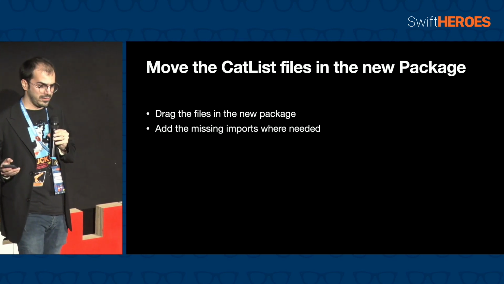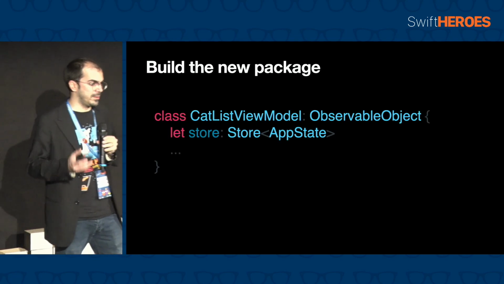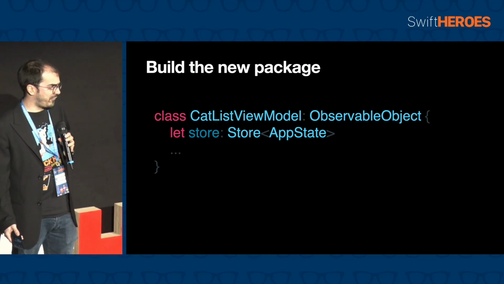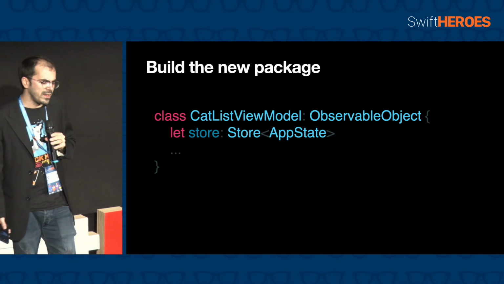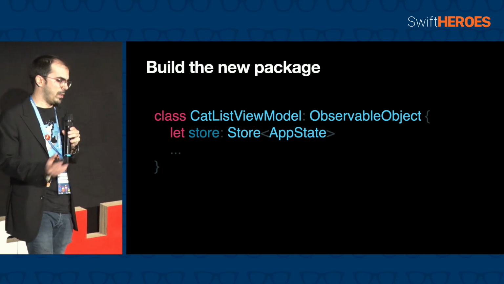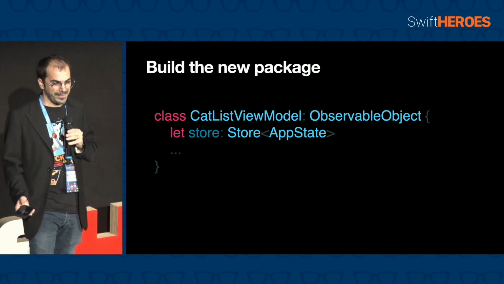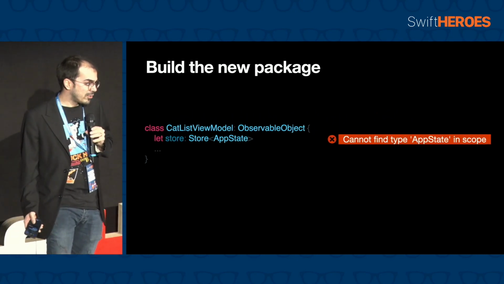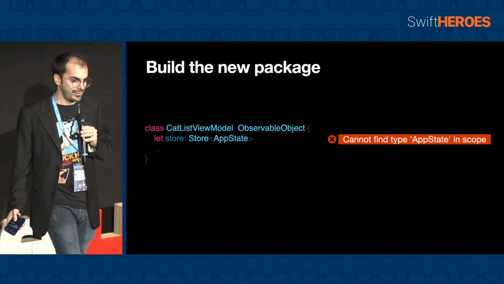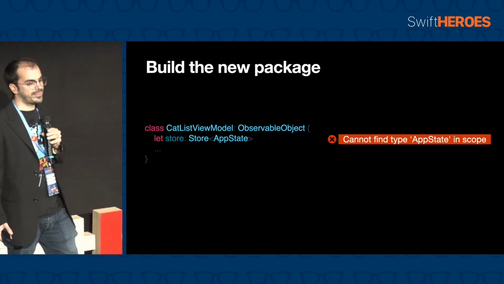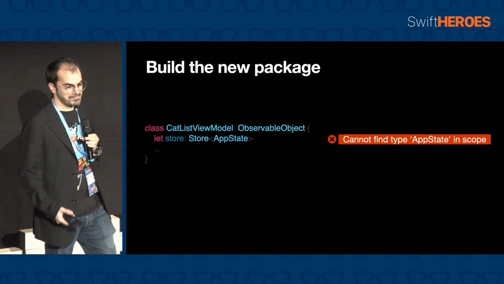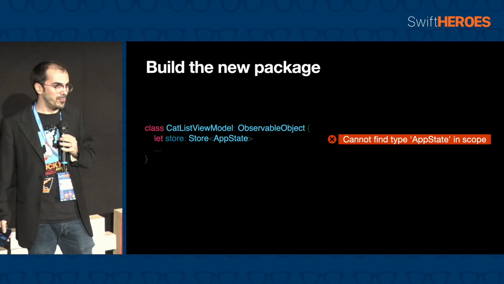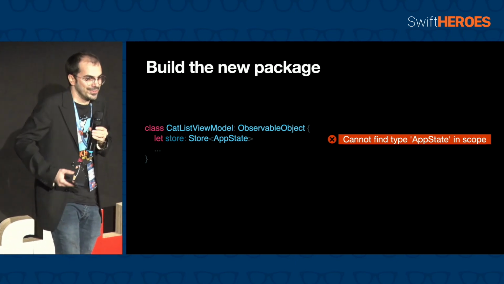Third step, we are ready to go to the third step, which is make the new package build. Here comes the first problem, because remember, we are passing a store of AppState inside our module. What does this mean? This means that trying to build the new package, we will see this kind of error: cannot find type AppState in scope. This is understandable. We don't know anything about the AppState. We are in the world of the Catalyst package.